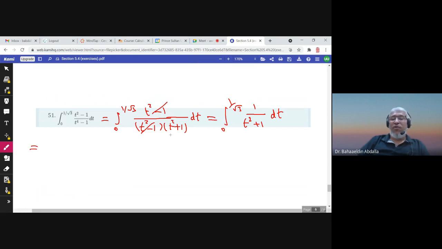But I have a formula. The integral of 1 over t square plus 1 is tan inverse t from 0 to 1 over square root of 3. So it would be tan inverse 1 over square root of 3 minus tan inverse 0, which is 0. So this is the exact answer.